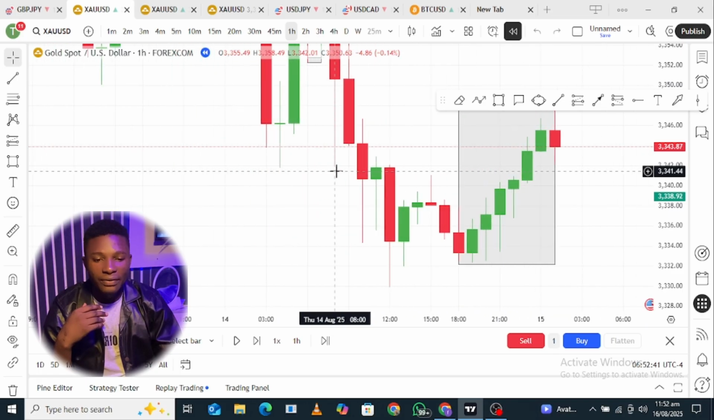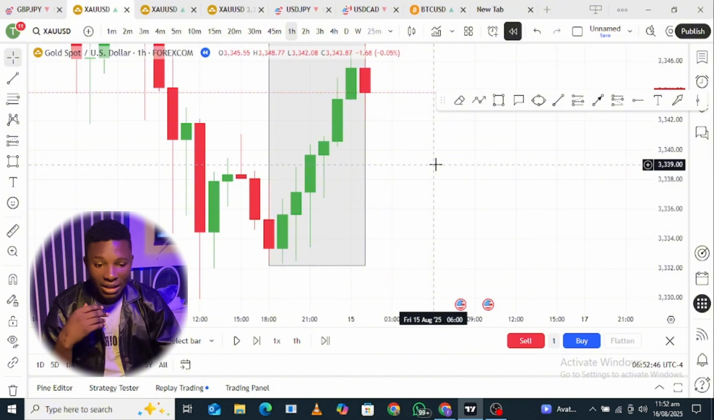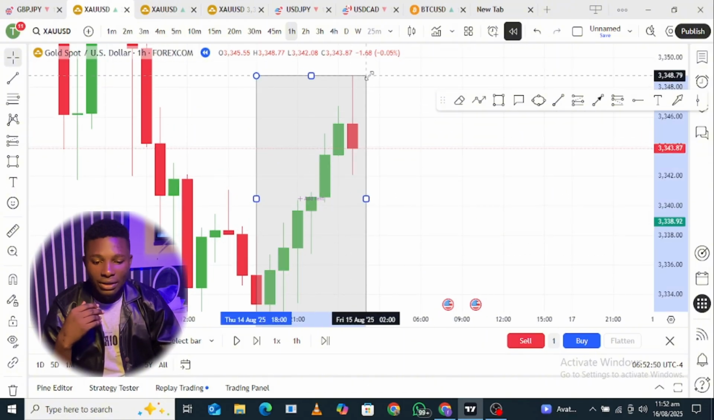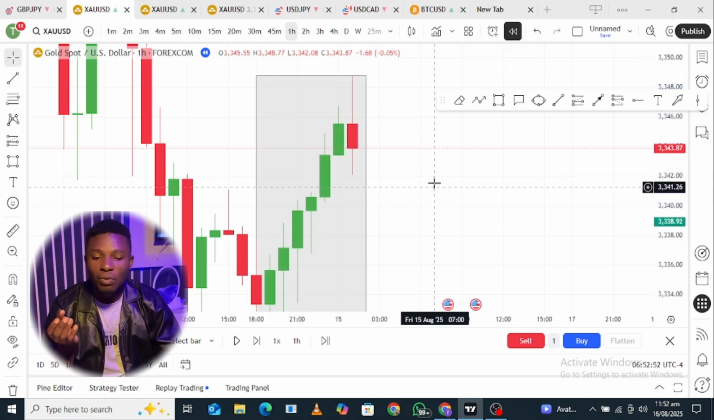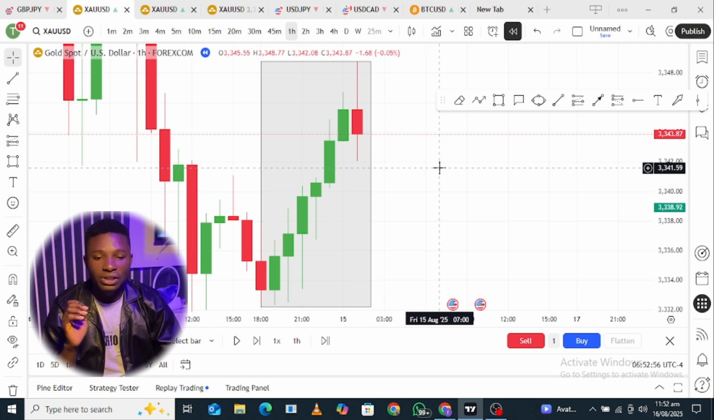So this is the 1 hour time frame right now, and then you can see the price. All these candles are bullish candles. So this particular area, all these candles are bullish candles. We are looking for a bearish candle inside the market so that we can judge the market with it. So check it from the 1 hour time frame.